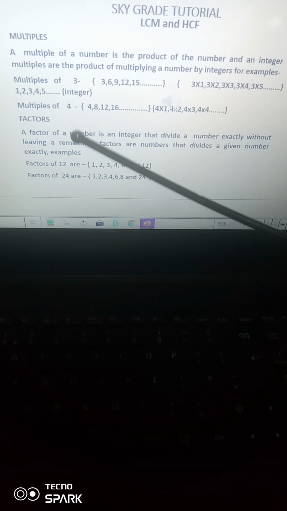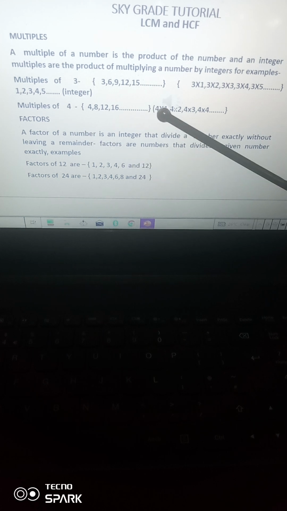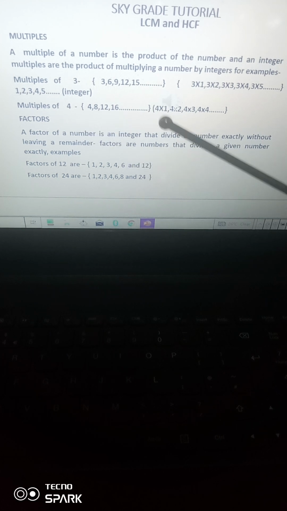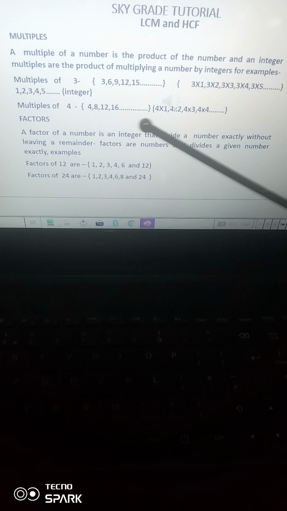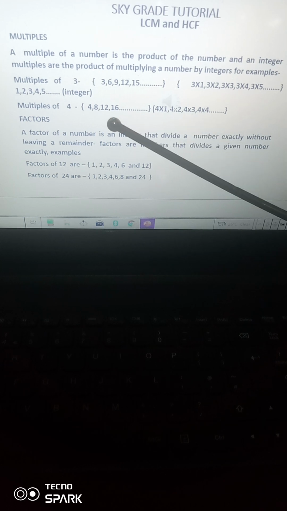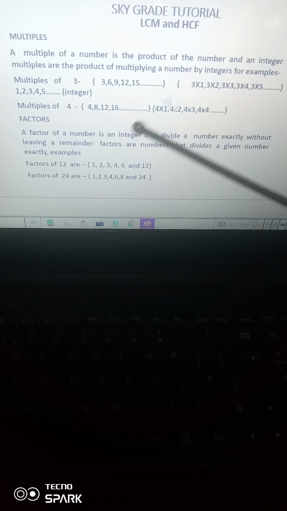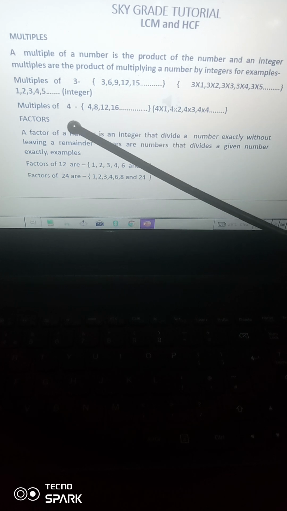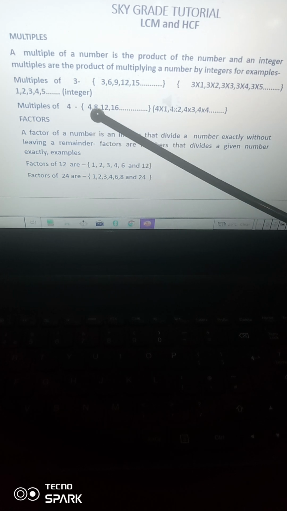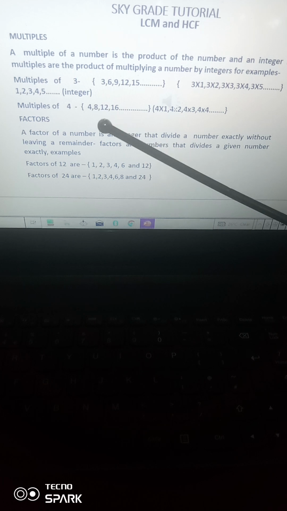Then multiples of 4 are 4 times 1, which is 4, 4 times 2, which is 8, 4 times 3, which is 12, and 4 times 4, which is what? 16. So the multiples of 4 are 4, 8, 12, and 16.